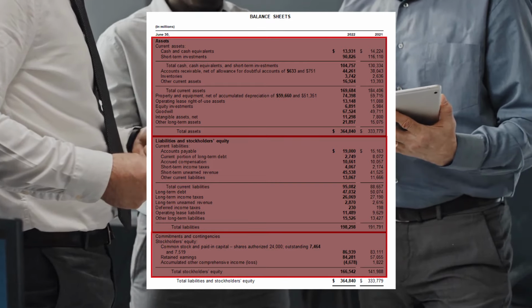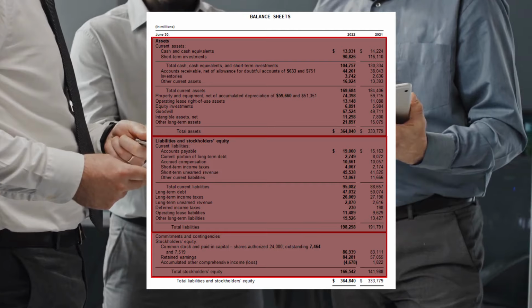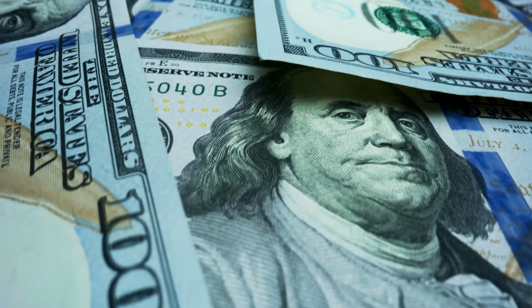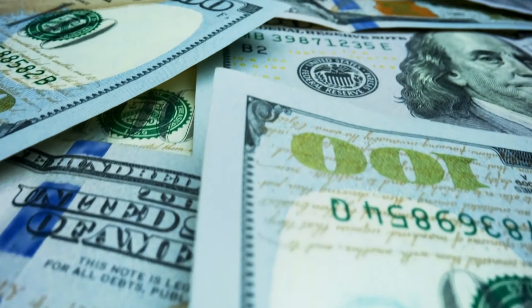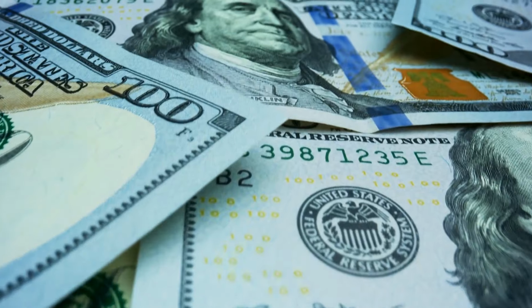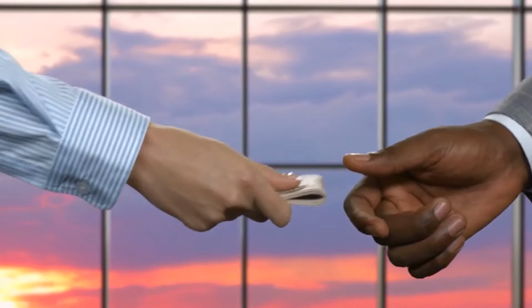Assets are resources owned by a company that can be used to generate income. Examples of assets include cash, inventory, and equipment. If you can see it, touch it, or turn it into money, it's likely an asset.